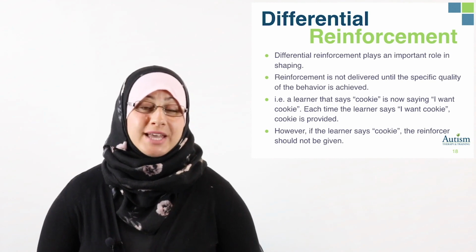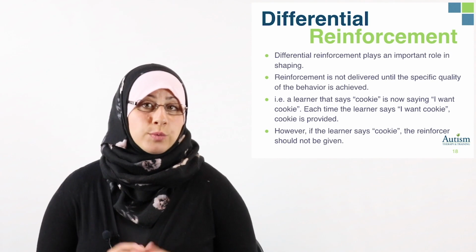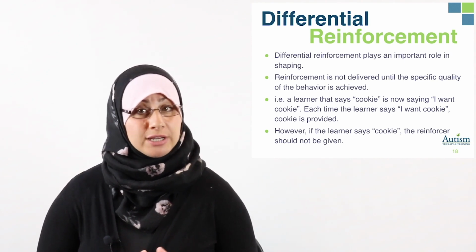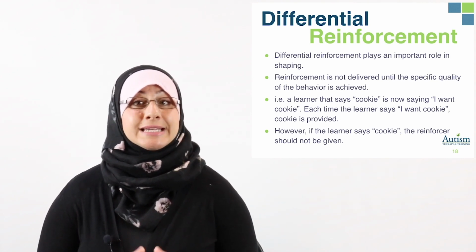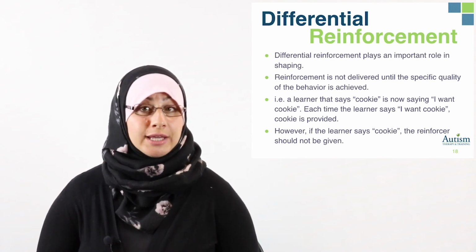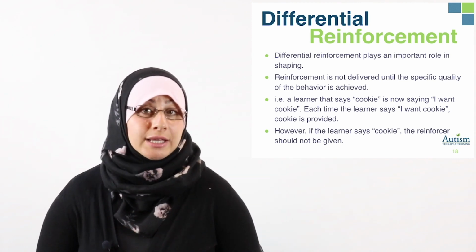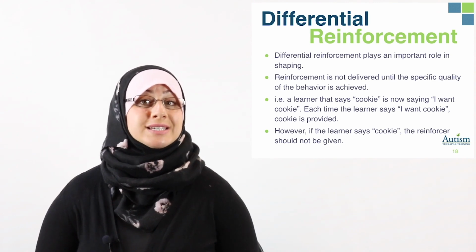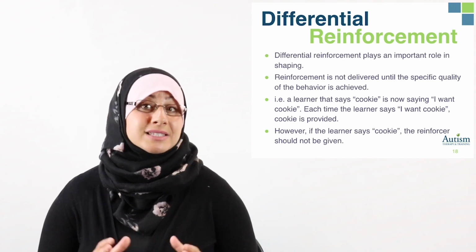Let's continue. Differential reinforcement plays an important role in shaping. Reinforcement is not delivered until the specific quality of the behavior is achieved. For example, a learner says cookie as a request and is now saying I want cookie. Each time the learner says I want cookie, cookie is provided. However, if the learner says just cookie, the reinforcer should not be given.